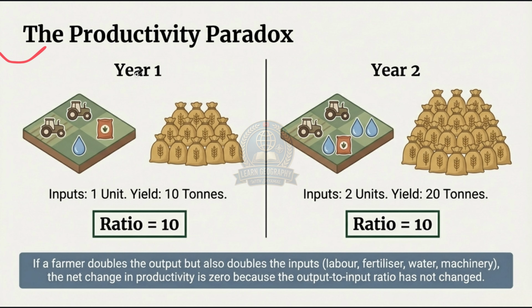The productivity paradox. Year 1, input is 1 unit, yield 10 tons. That means productivity is 10 tons, so the ratio is 1:10, ratio is 10. Again, year 2, inputs 2 units, yield 20 tons, and the ratio is again 10. If a farmer doubles the output but also doubles the inputs, labor, fertilizer, water, and machinery, the net change in productivity is 0 because the output to input ratio has not changed. In both year 1 and year 2, the ratio is the same.